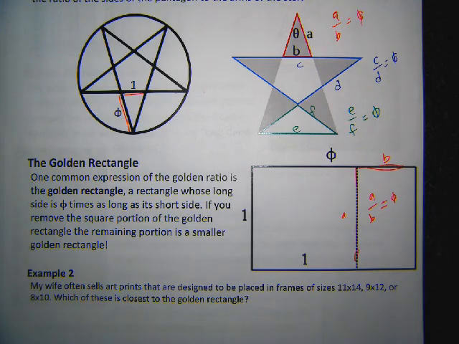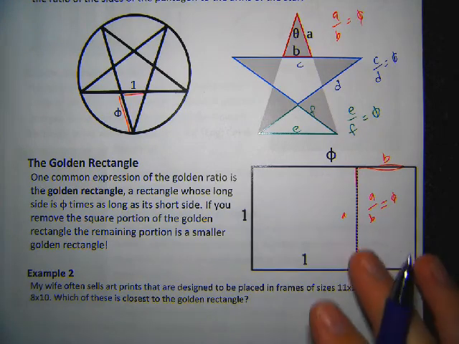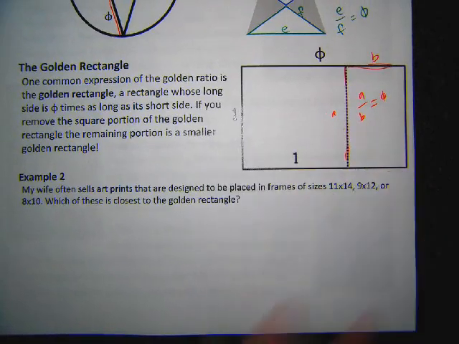All right, now one thing you need to be able to do is to determine if a rectangle is a golden rectangle. So if I give you the dimensions of a rectangle, you should be able to tell me if it is a golden rectangle.